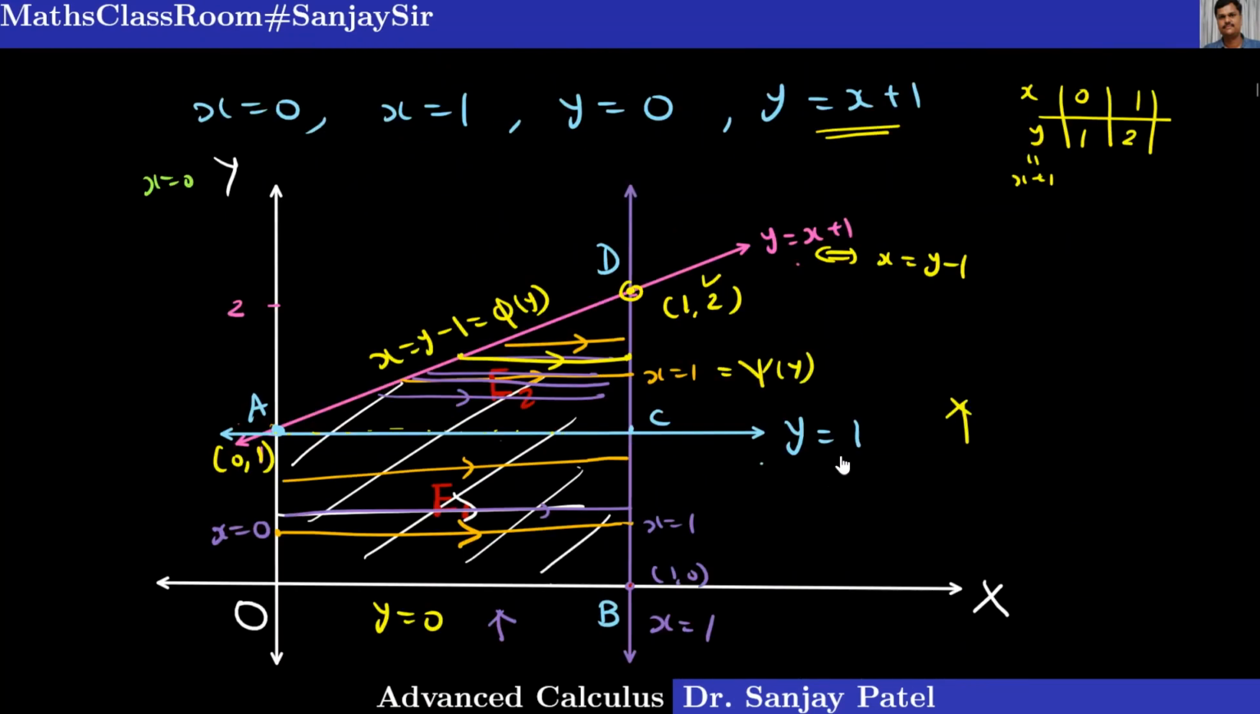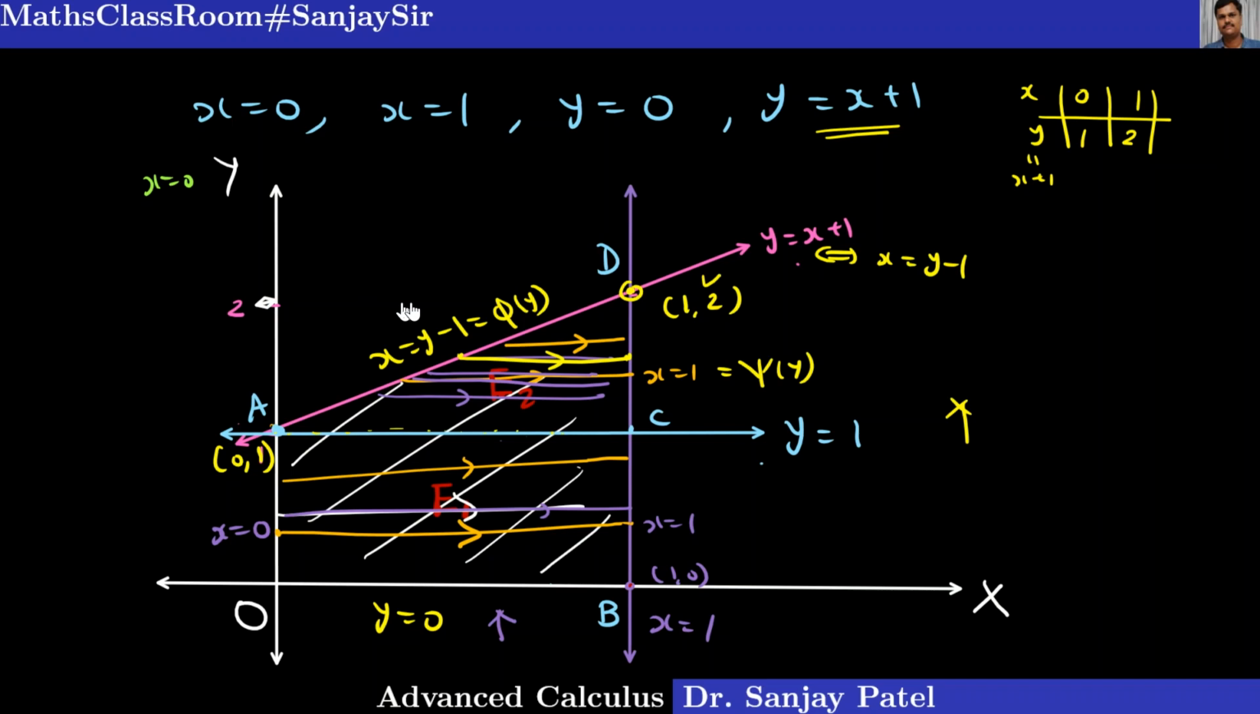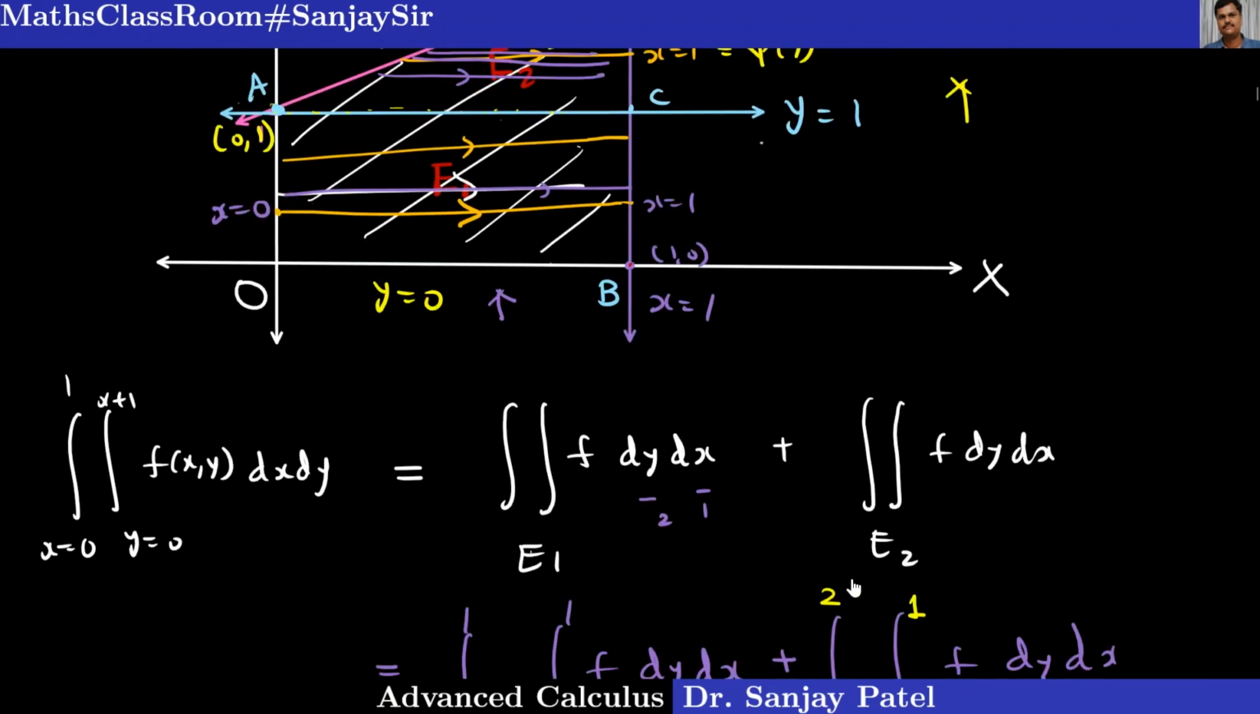Okay. You can also show that this is bounded between this thing. So I can draw a line parallel to the y-axis. So the region E2 is bounded between y equal to 1 and y equal to 2, and these two lines, x equal to y minus 1 and x equal to 1. So this is our final answer.